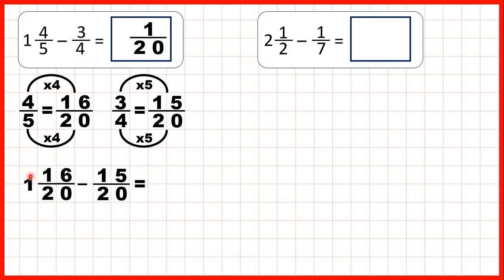But we have one whole in our question, and we're not taking any wholes away, so we still have one whole in our answer, so that's 1 1/20.